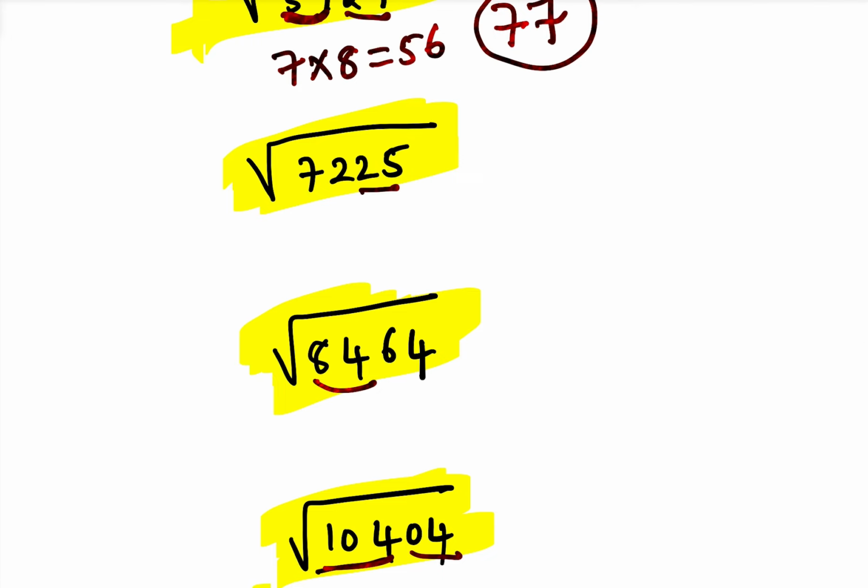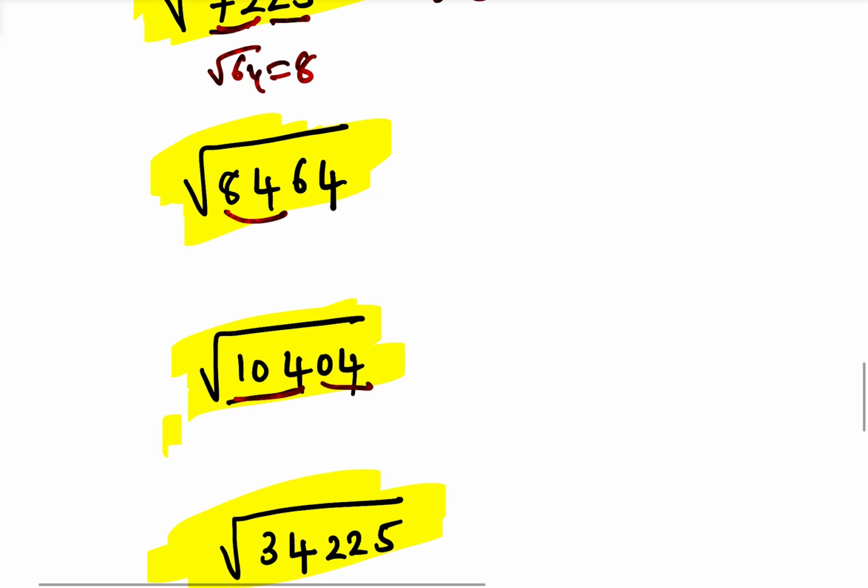Now break this into 2 parts. Last digit is 5. That means the square root of it will definitely have 5 as its last digit. Now 72. Find a square root close to 72, less than 72. 64. Root 64, 8. So the answer for this is 85.